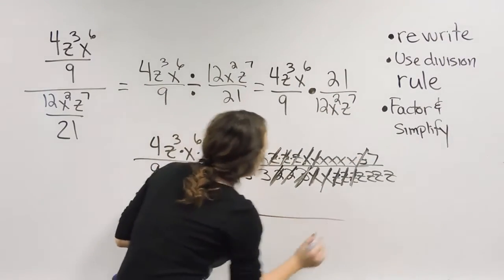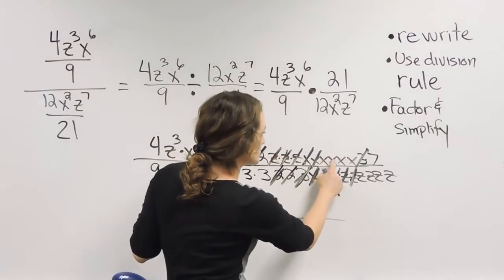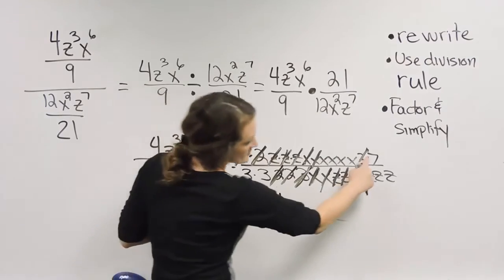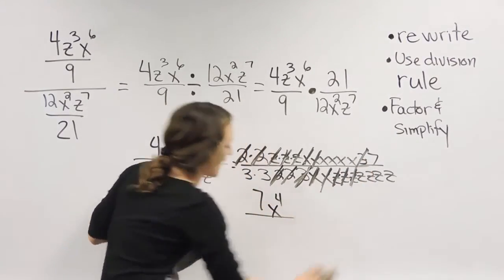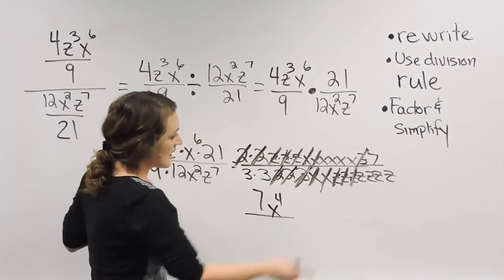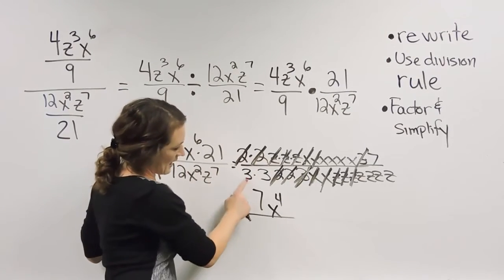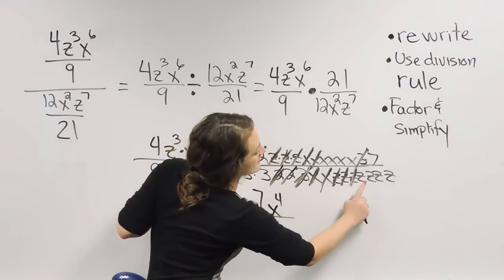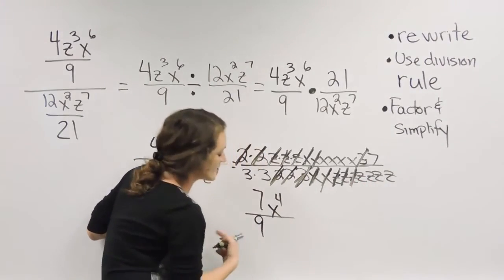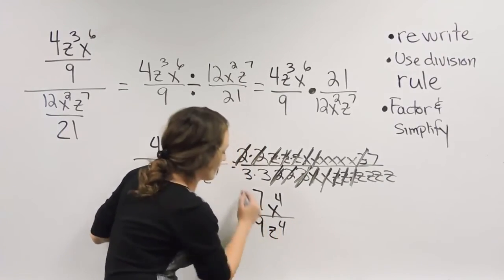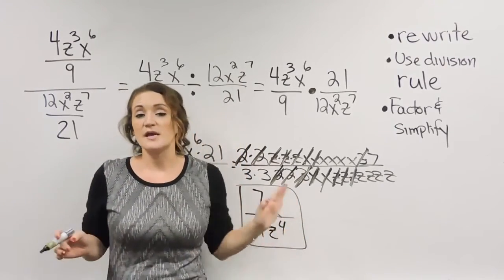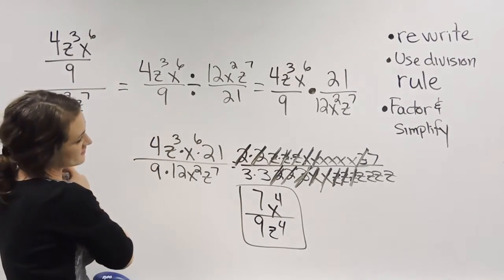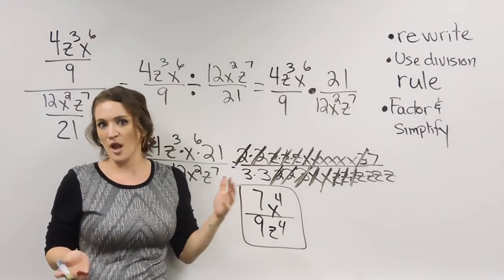So taking a look at the numerator, I have 1, 2, 3, 4 x's, so that's x to the 4th. And then I also have this 7 over here, so I actually have 7x to the 4th. And then in the denominator, I have 3 times 3, which is 9. And then I have 4 z's, 1, 2, 3, 4. So in the denominator, I have 9z to the 4th. So this right here is my simplified answer. So if you just rewrite it side by side and use the division rule, I think it makes this problem a lot more doable.